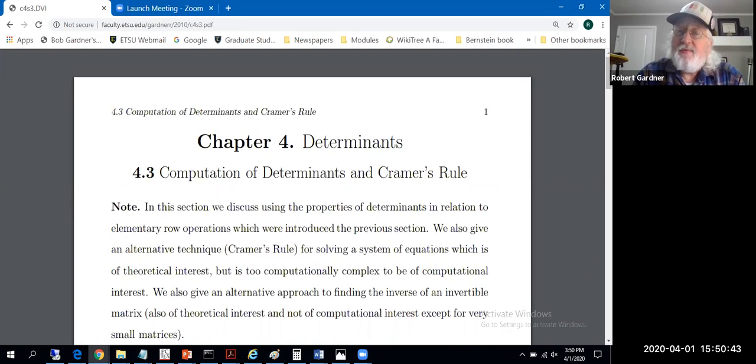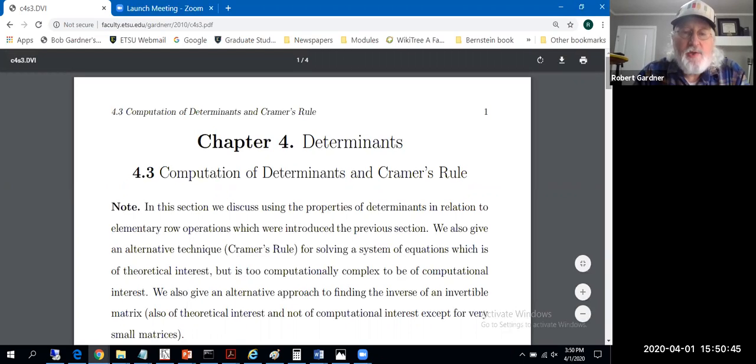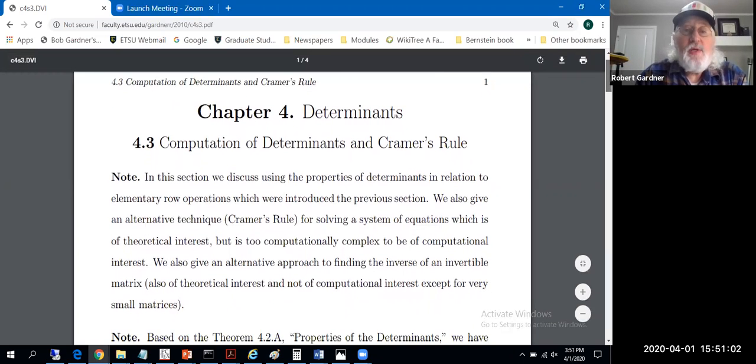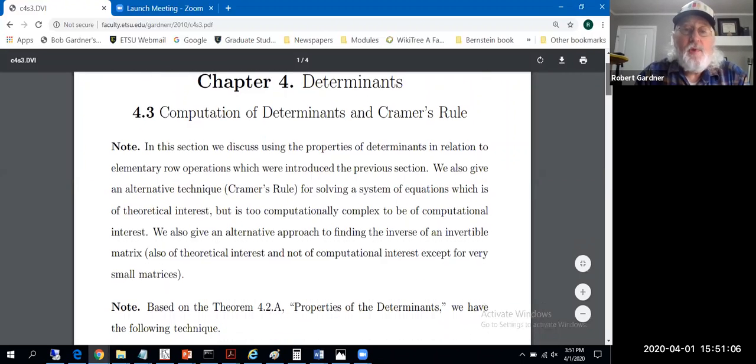It's a horribly inefficient way of dealing with systems of equations. This section's probably a touch more of theoretical interest. But anyhow, we'll illustrate some of the theoretical ideas with some small systems of equations. For large systems of equations, this approach is just totally unwieldy. So section 4.3 is computation of determinants and Cramer's rule.